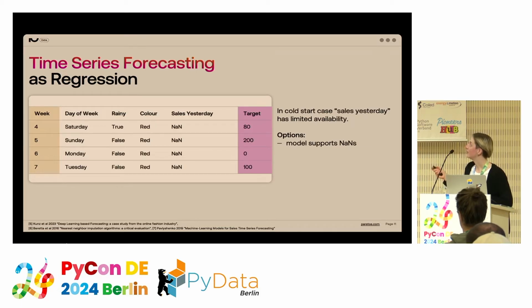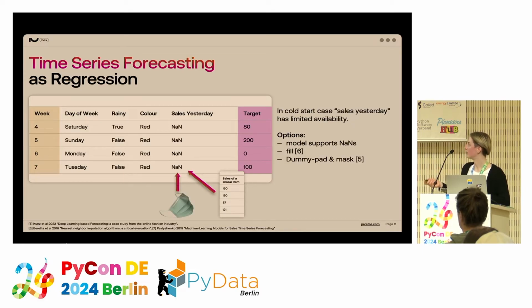So in the cold start case, this sales information of the past has limited availability. What can we do? First of all, again, to recap, maybe some model can already support this column with NaNs. Maybe we can fill it with sales of a similar item and pretend like it's the history of this certain item. We can do dummy padding and masking. And finally, let's just imagine this column doesn't exist. We don't use it, we don't learn on it, and it should work.